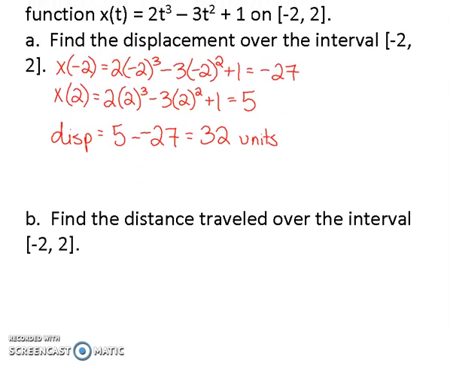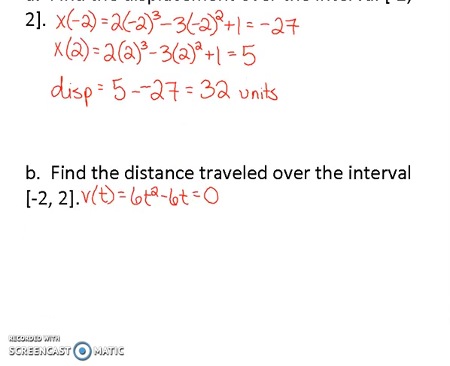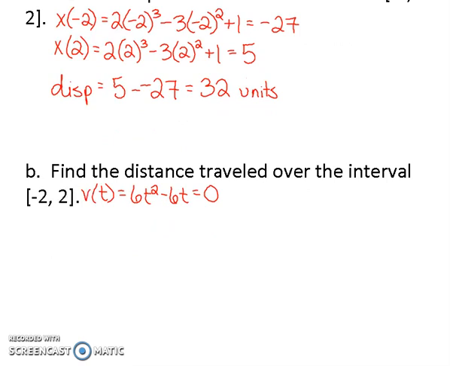So then B wants to know the distance traveled over the interval from -2 to 2. So when we're looking at distance traveled, we have to actually pay attention to when the particle changes direction. So that's where we would have to take our derivative, or our velocity function, and set it equal to 0. So we would have to take the derivative of our position function and then set it equal to 0. So doing that, we would then factor 6t out of there. And so we have possible changes in direction at t equals 0 and t equals 1.